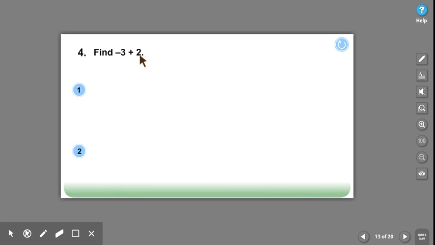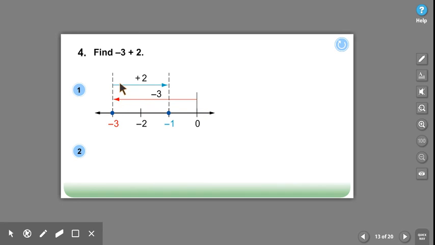Example 4, find negative 3 plus 2. We're going to use a number line again. Start at 0, move left 3 for negative 3, move right 2 for positive 2, and you end up with negative 1. So negative 3 plus 2 equals negative 1. Again, these have two different signs, so you would subtract their absolute values. 3 minus 2 is 1. You have more negatives, so the answer is going to be negative.